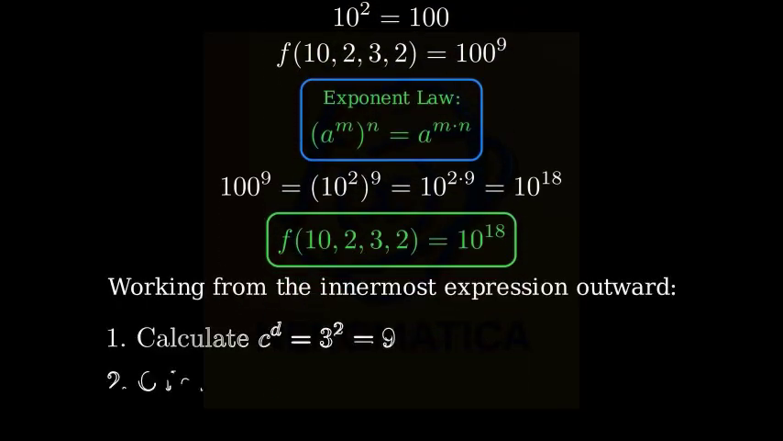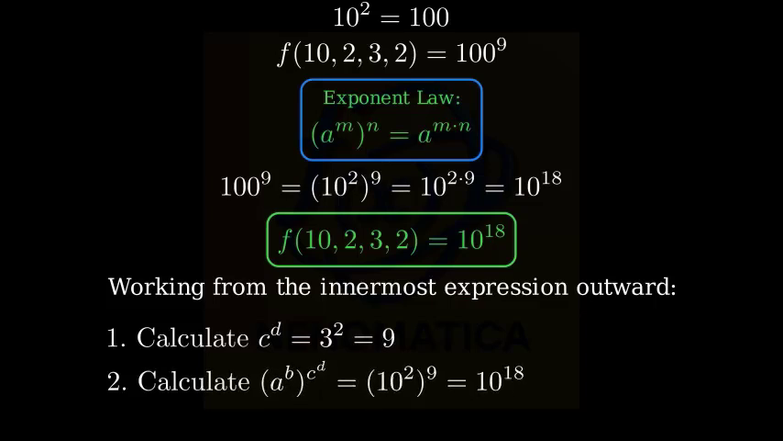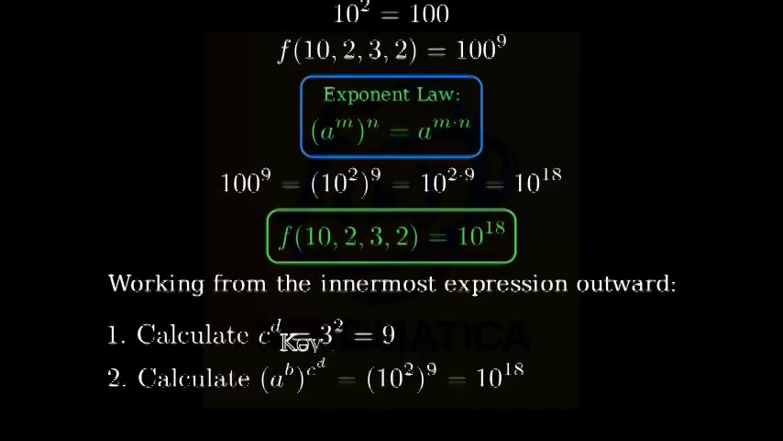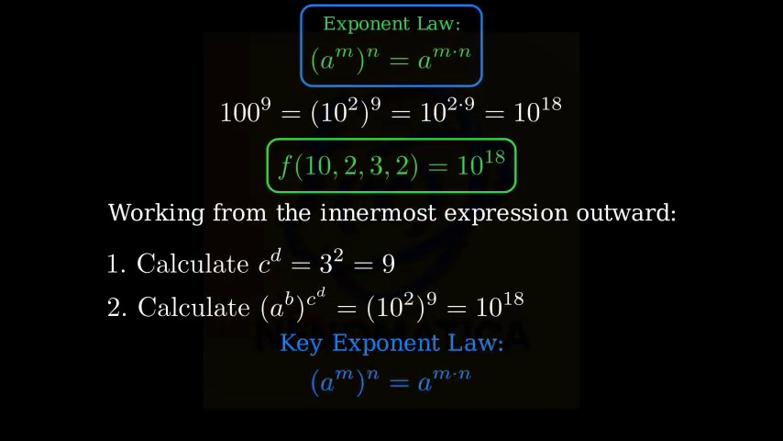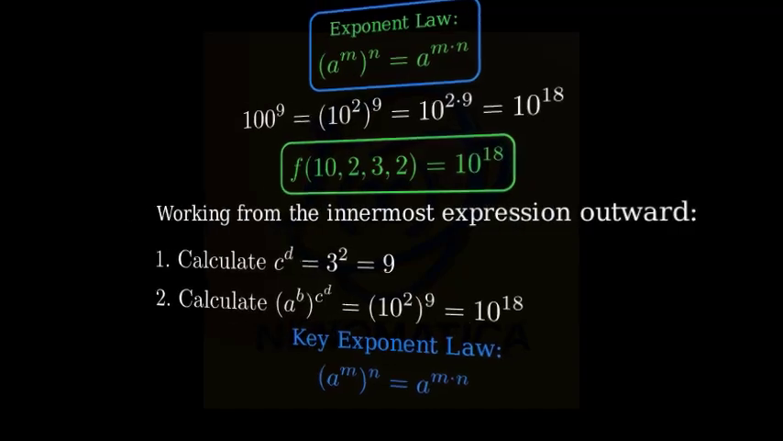We worked from the innermost expression outward, first calculating c to the power of d, then using the result as the exponent for a to the power of b. We also used a key law of exponents. When we raise a power to another power, we multiply the exponents. This allowed us to simplify our final calculation.